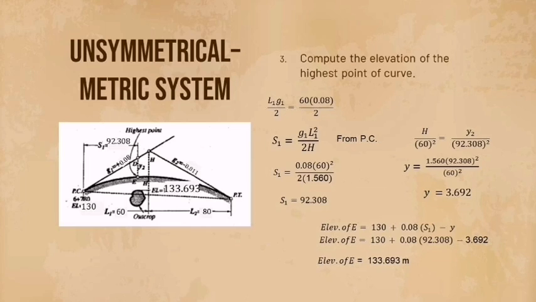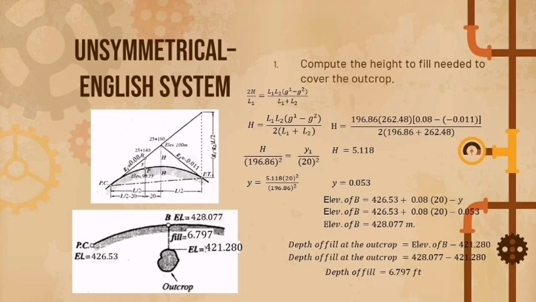133.693 meters. So for the unsymmetrical English system, all of the given meters in the problem will be multiplied by 3.281. So let's get started. To get the h, our formula is h equals L1 L2 multiplied by G1 minus G2 over 2 multiplied by L1 plus L2. If we put in the values and compute, we get h, which will be 5.118.